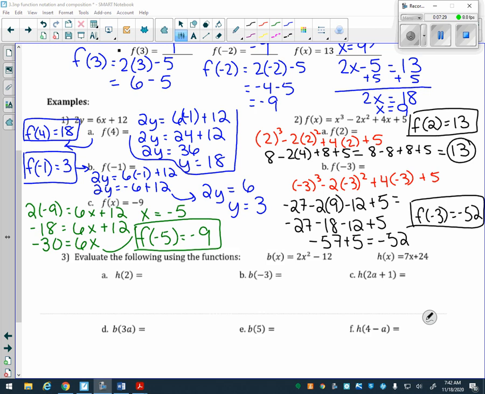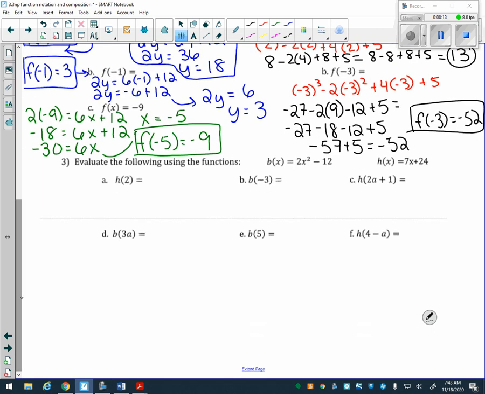Now for B, you have a negative input. So (negative 3) cubed minus 2 times (negative 3) squared. Again, parentheses are key here. Plus 4 times (negative 3) plus 5. So negative 3 cubed, that's the same thing as negative 3 times negative 3 times negative 3. That gives you negative 27. Negative 3 squared is positive 9. 4 times negative 3 is negative 12 plus 5. Then you do this all out and you end up getting negative 52 as your answer. So again, function notation, f of negative 3 equals negative 52.